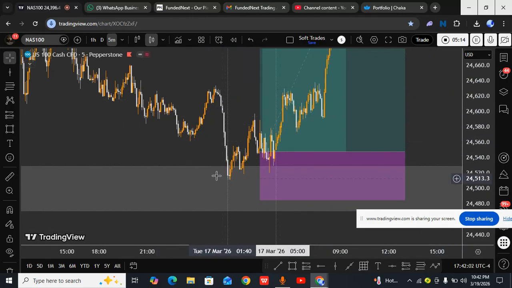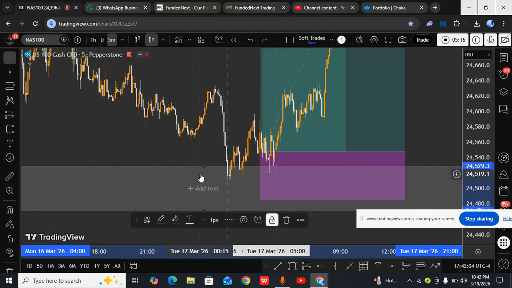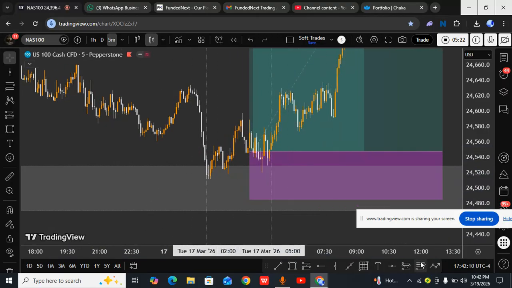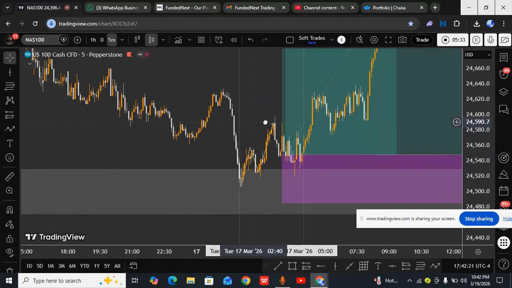So this is the 5 minute time frame, and this over here is that 1 hour demand zone that aligns with a 4 hour demand zone. Now, what happened? You can see that price came down, right? Did this, and did what again? What did it give us here?